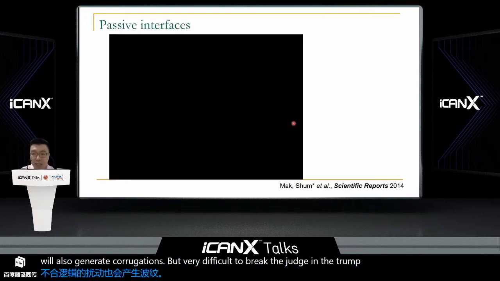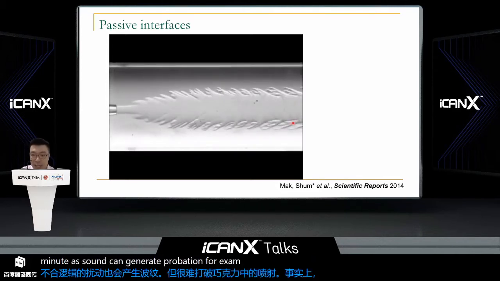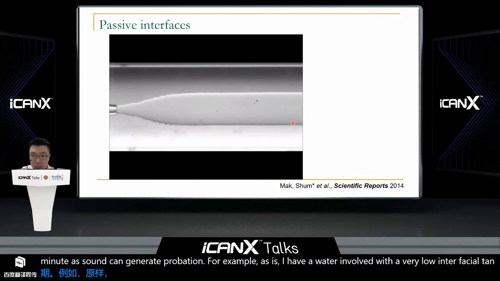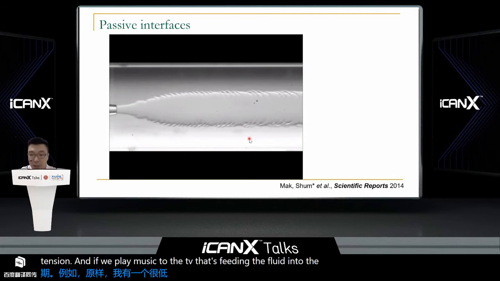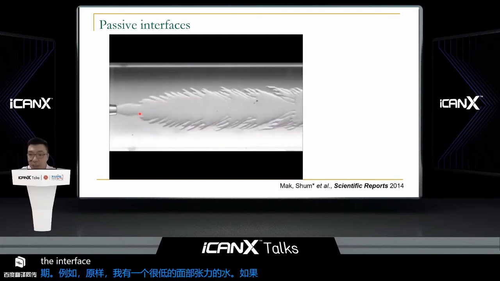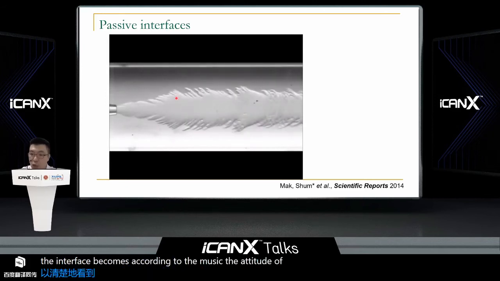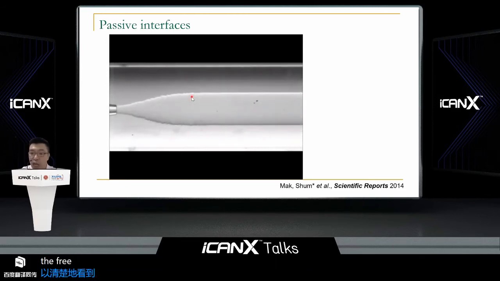In fact, even something as minute as sound can generate perturbation. For example, I have a water jet with very low interfacial tension, and if we play music to the tubing that's feeding the fluid into the glass capillary device, you can clearly see that the interface becomes wavy according to the music. The amplitude of the corrugations will change with the volume of the sound, and the frequency of the corrugations will change with the pitch of the sound.